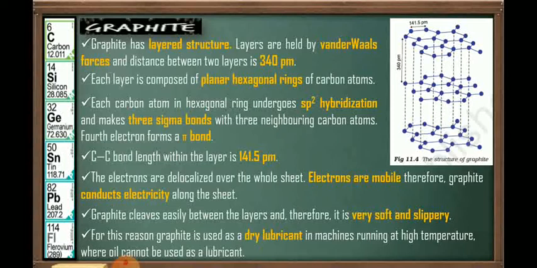Each layer has 6-membered rings of carbon atoms. In that ring, carbon atoms undergo sp2 hybridization.